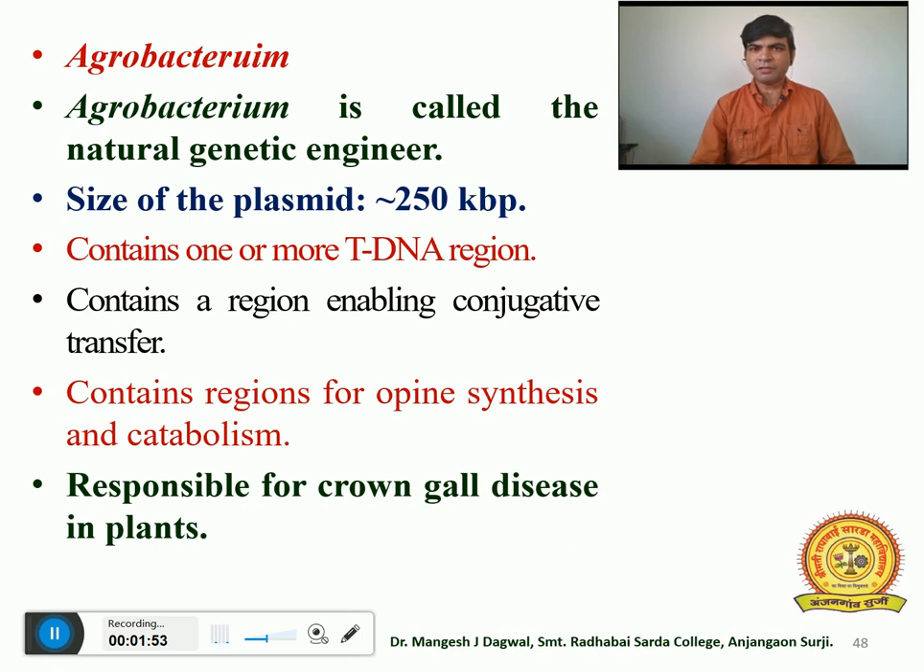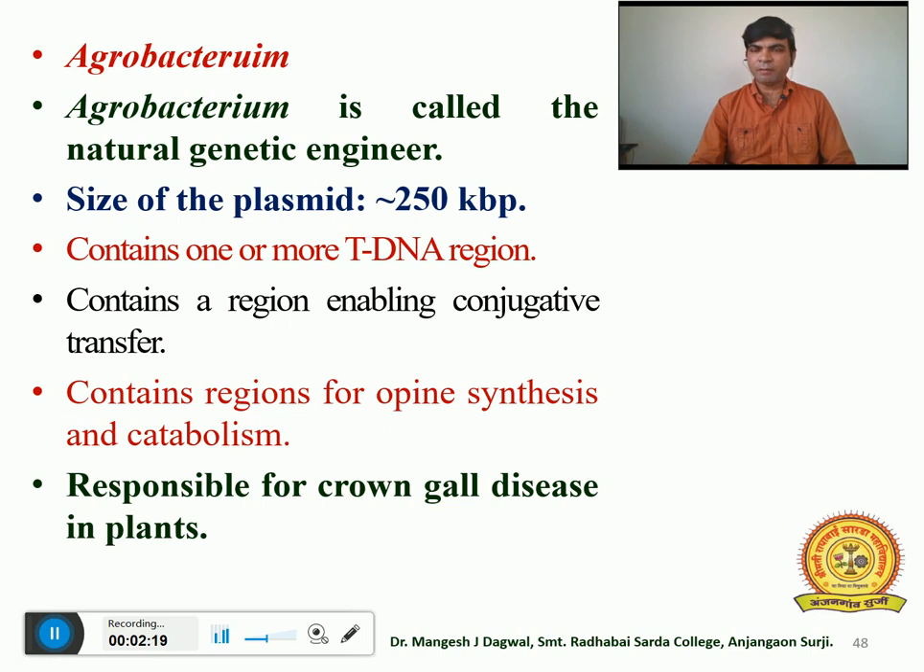Now what is this plasmid? Plasmid is a vector, one type of vector. This is an extra-chromosomal, self-replicating, double-stranded closed circular DNA, which is present in the bacterium. And in this Agrobacterium, there are two types of vectors: one is the Ti plasmid vector, another is the Ri plasmid.